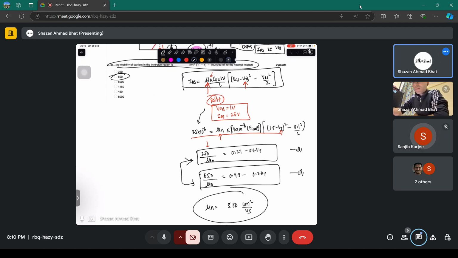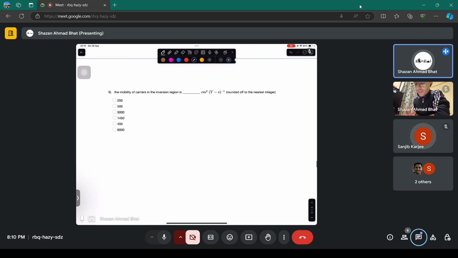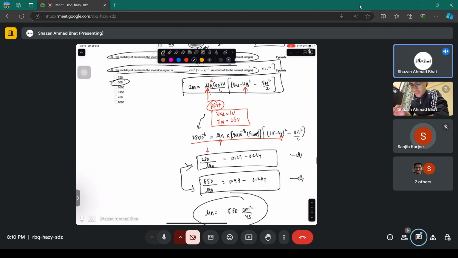Now, what is the next question? Let me draw this fast. The mobility of carriers in the inversion region. Is this the same question? Why is it repeated?